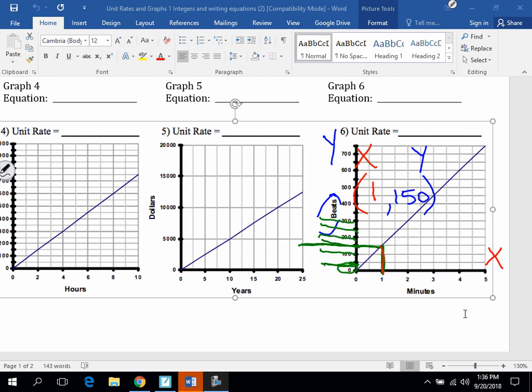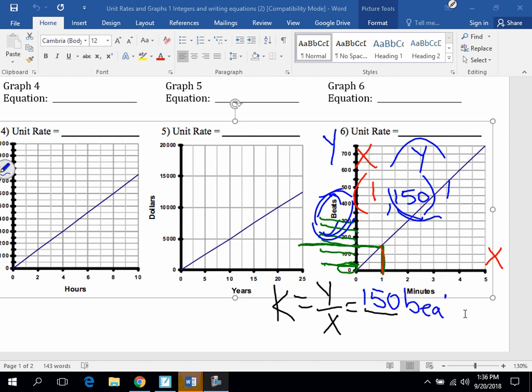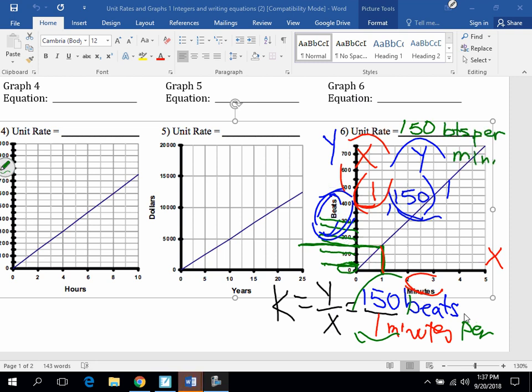All right, let's write the unit rate formula. K equals Y divided by X. The Y value is 150, and Y goes with beats. And then the X value is 1, and the 1 goes with the word minutes. We write the word per in between. So the answer to this, we just divide. 150 divided by 1 is 150, so we'd write the unit rate is 150 beats per minute.